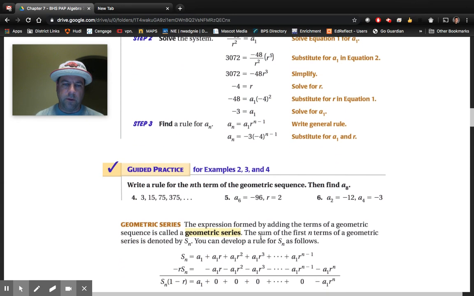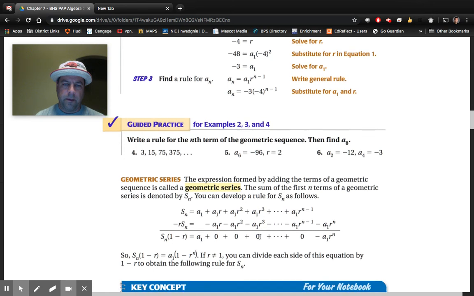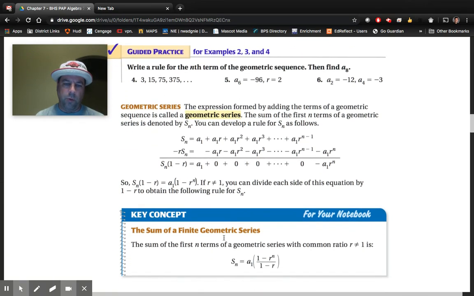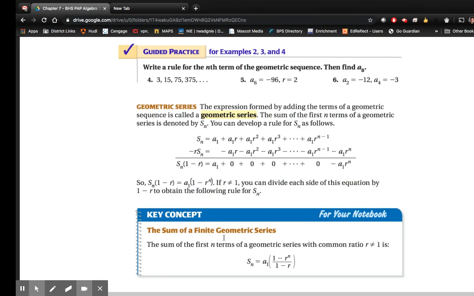Guided practice. Okay. Here's where they're showing the formula for series. This actually proves it. You don't care. You want the formula right there. Okay. S sub n. Anytime you see the S, that's the sum. Equals a sub 1 times 1 minus r to the n over 1 minus r. And all that's in parentheses.